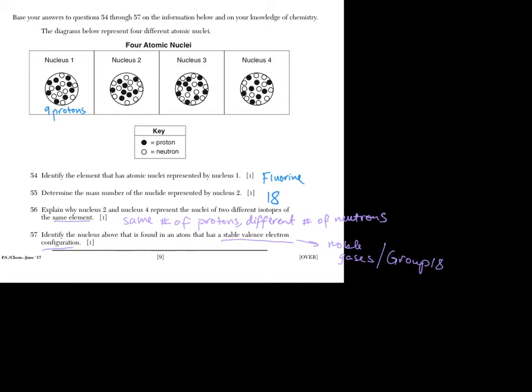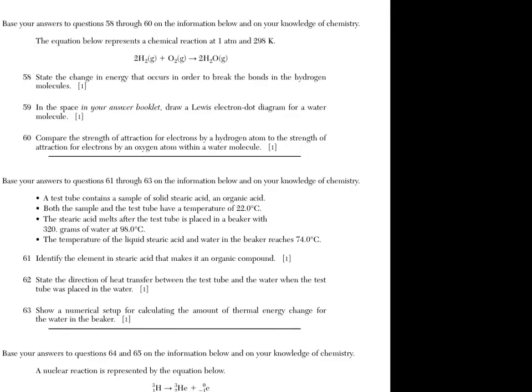So we already found that nucleus 1 has 9 protons, that's fluorine. Nucleus 2 and nucleus 4 have 8 protons each, that's oxygen. Now, nucleus 3, let's just verify. It might be that. 1, 2, 3, 4, 5, 6, 7, 8, 9, 10. Number 10, that's neon for sure. 10 protons, so it's definitely nucleus 3 for neon.